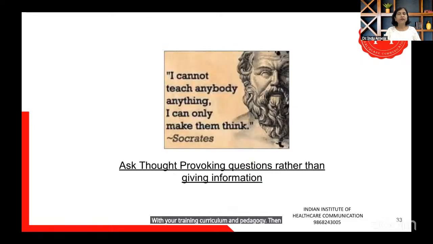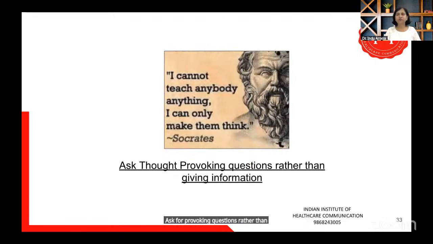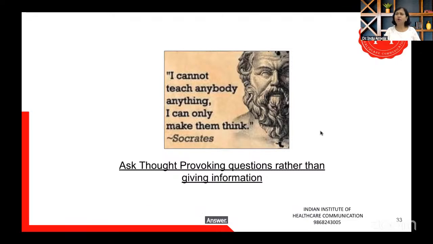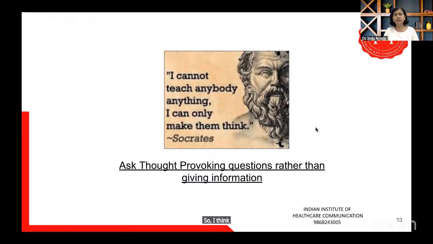Then this is one thing that I practice very regularly: ask thought-provoking questions rather than giving information. When I ask a question and participants answer, honestly, I get a lot of new answers that are not on my mind, that I have not thought about. So it comes as a huge learning opportunity for me as well. If you are able to bring this into your teaching, you can engage anybody and everybody.